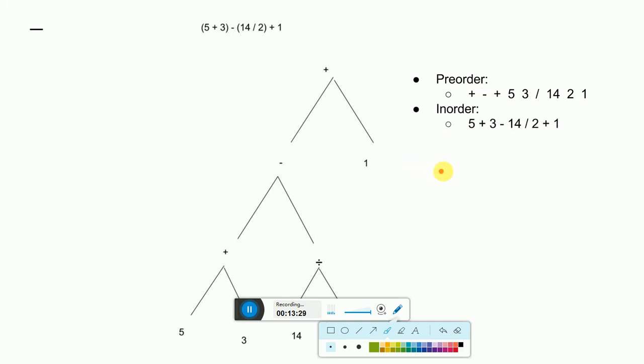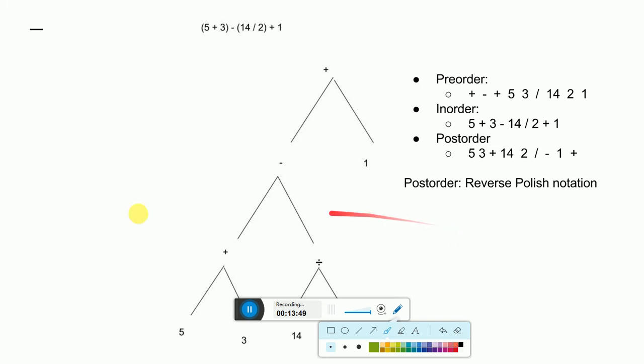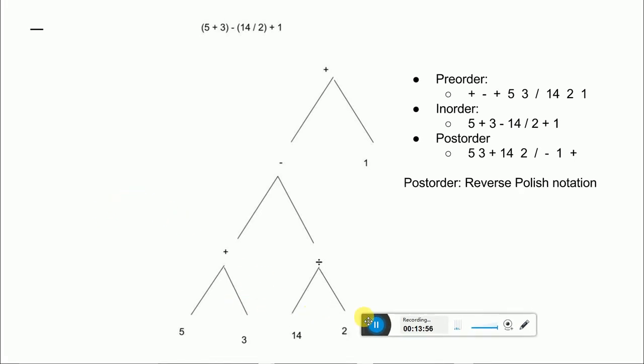Likewise, here's our in order notation, and finally we have our post order notation: 5, 3 plus 14, 2 divide minus 1 plus. All right. So what we want to do is actually look specifically at this post order notation. I want to take some time and deal with that. We have something that's actually called reverse Polish notation. And some old calculators actually use this type of operation to help show what particular operation comes next in a sequence of input. So let's look at that.